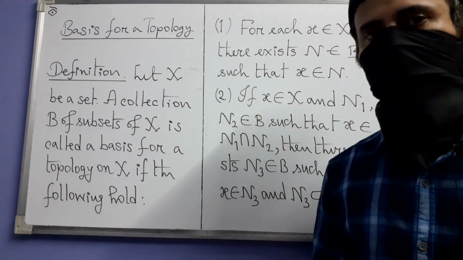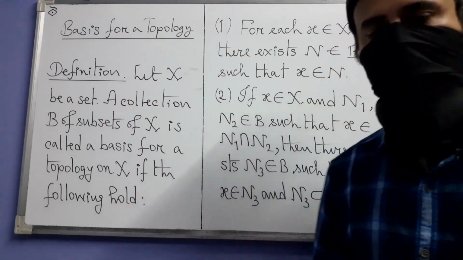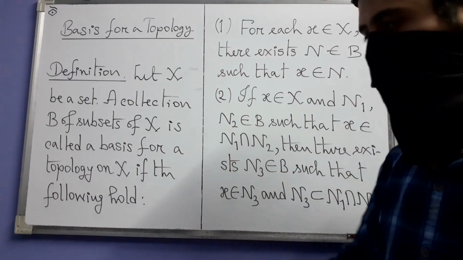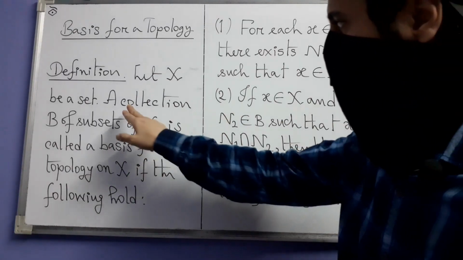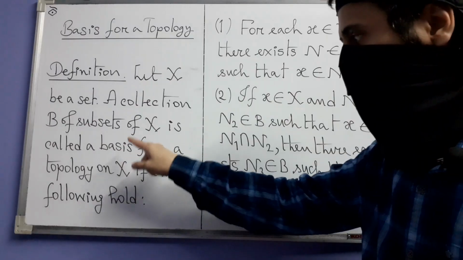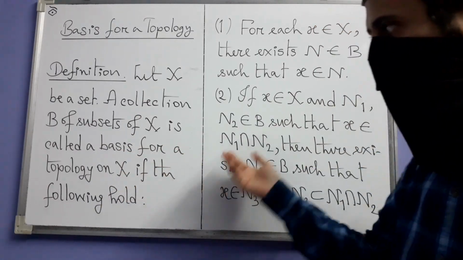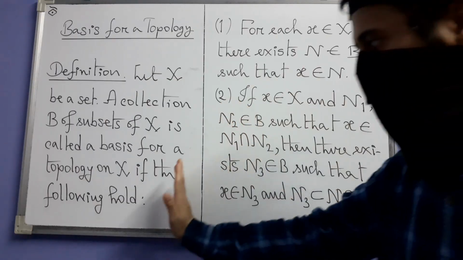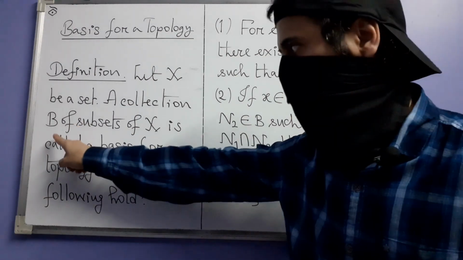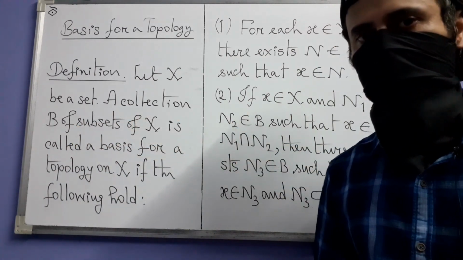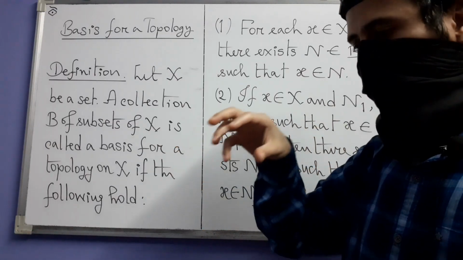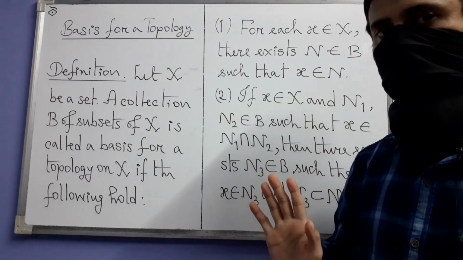And the definition is this. So let's see carefully what the definition says. Let X be a set. So obviously we have to start with a set X on which we want a topology. A collection B of subsets of X is called a basis for a topology on X if the following conditions hold. But let us stop here itself and try to understand this part. What is B? B is a collection of subsets of X. That means the elements in B are subsets of X, just like the elements in a topology are subsets of X.